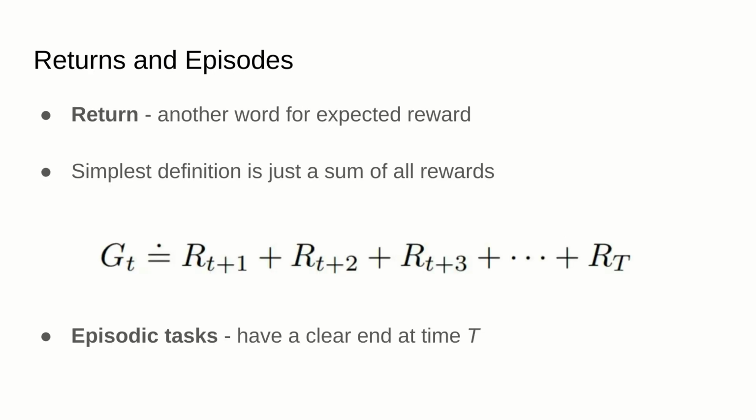We now understand that the goal of an MDP is simply to maximize the expected reward or return. And the simplest definition of expected return is just a sum of all rewards, represented by this formula: G_t is equal to R_{t+1} plus R_{t+2} plus R_{t+3}, all the way to R_T at the final time step T. And this formula works for tasks that are episodic, meaning they have a clear and representable final timestep, after which the environment resets.